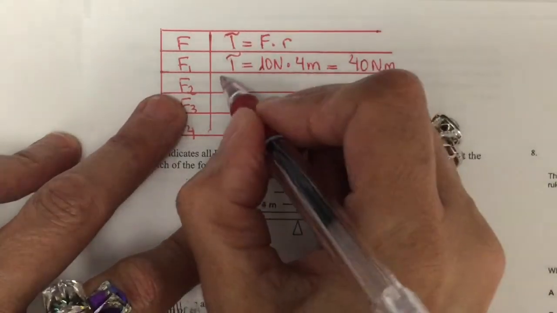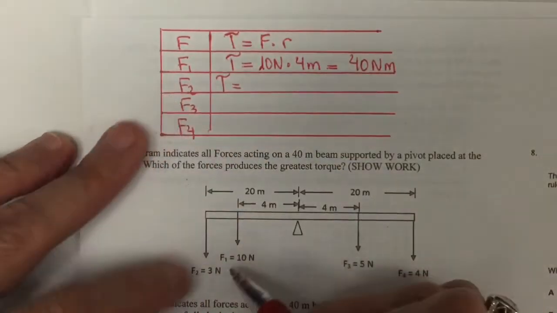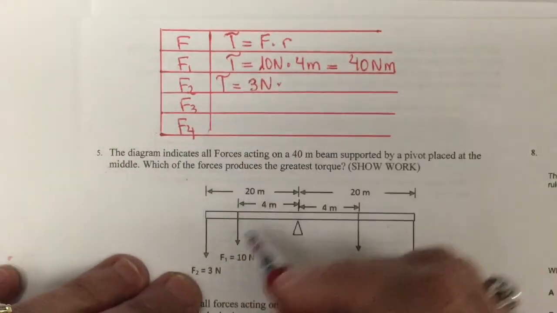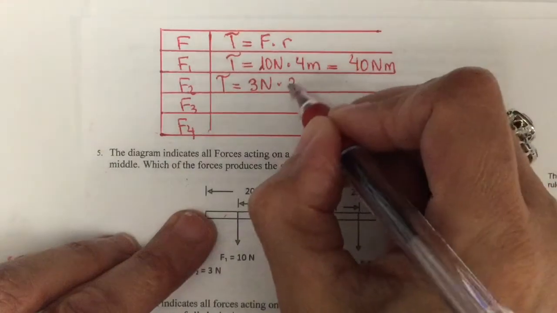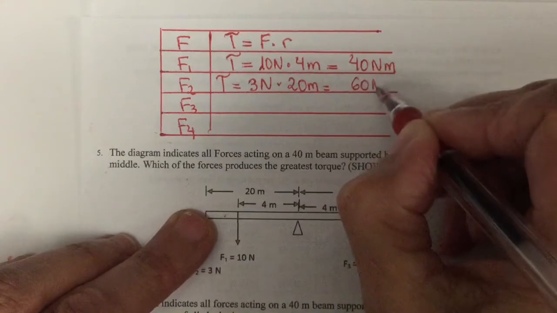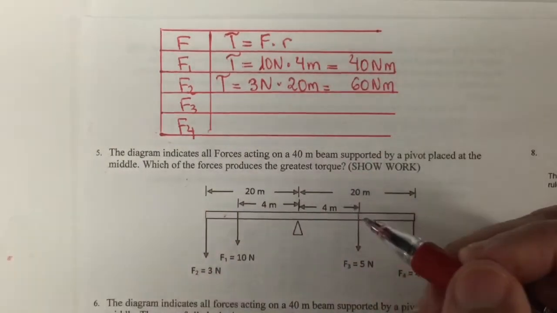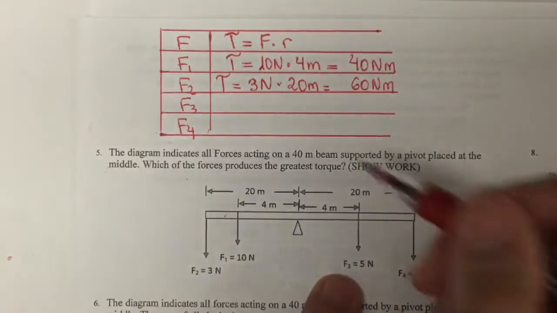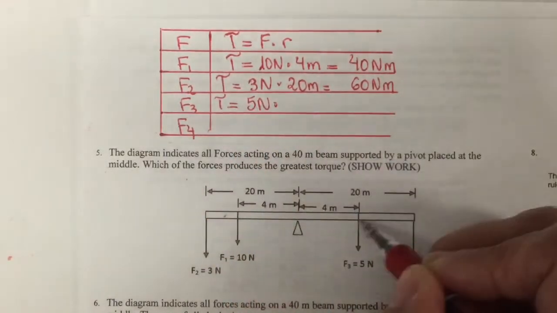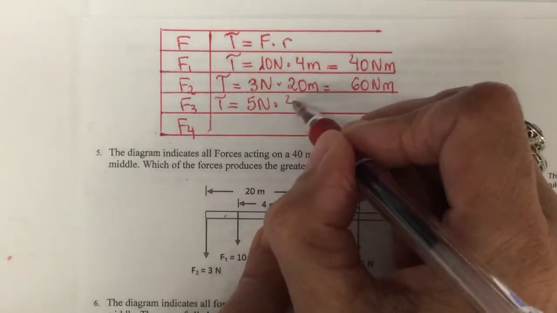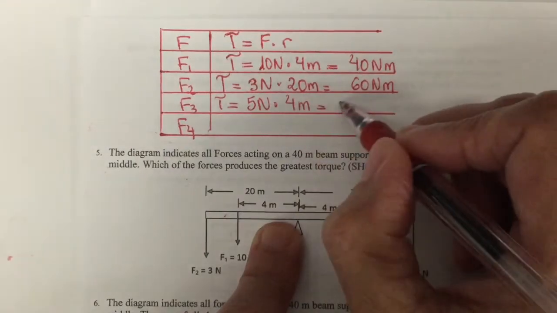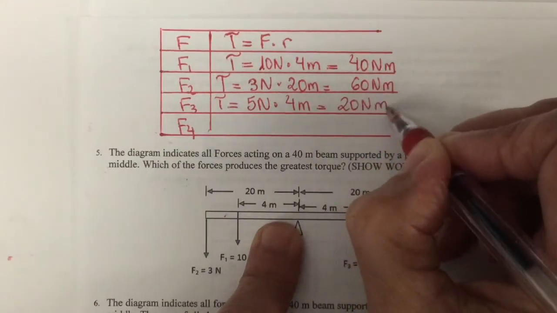For the second one, the torque is F2, which is 3 newtons, times the distance where the force is applied to the fulcrum, which is 20 meters, and that will be 60 Newton meter. The third one is 5 newtons. So torque is 5 newtons times where this force is located to the fulcrum, 4 meters. So that is 4 times 5 is 20 Newton meter.